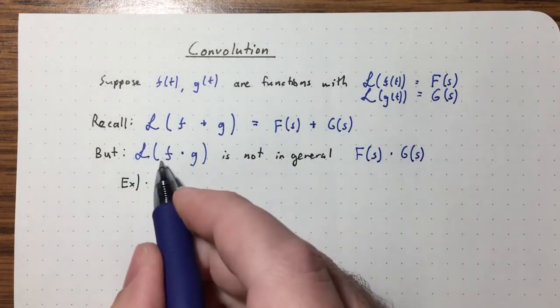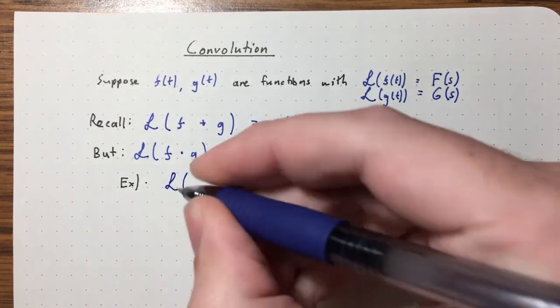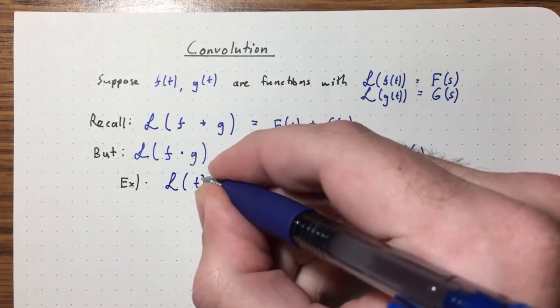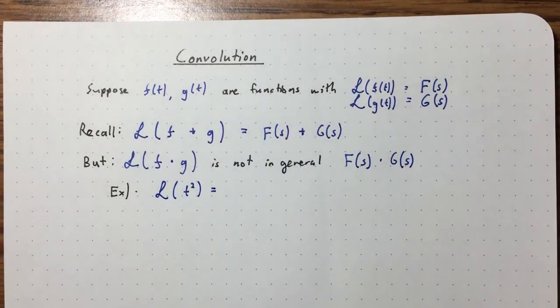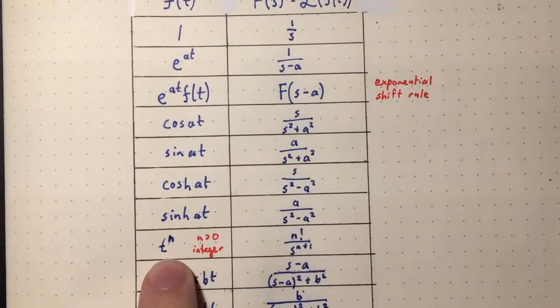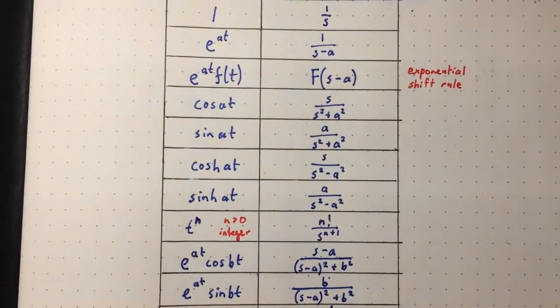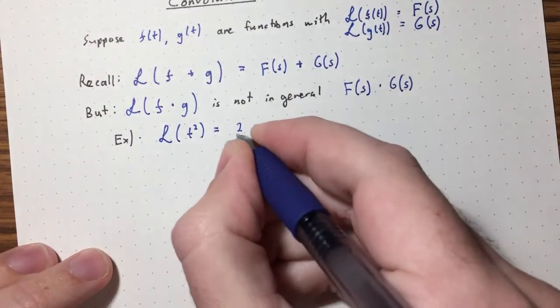Let's take f and g to both be the function t. Okay, so the Laplace transform of t times t. So there are two ways I could do that. Well, we have a formula for the Laplace transform of t squared. That's just this formula here. The Laplace transform of t squared is 2 factorial, which is 2, over s cubed. So it's 2 over s cubed.